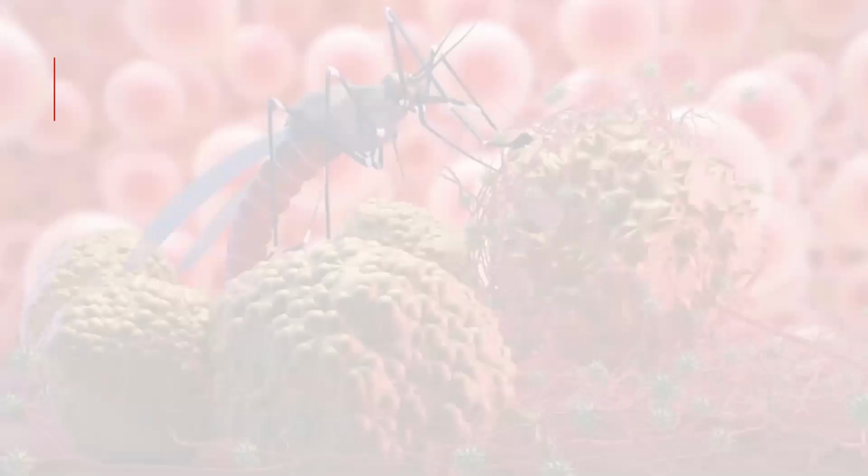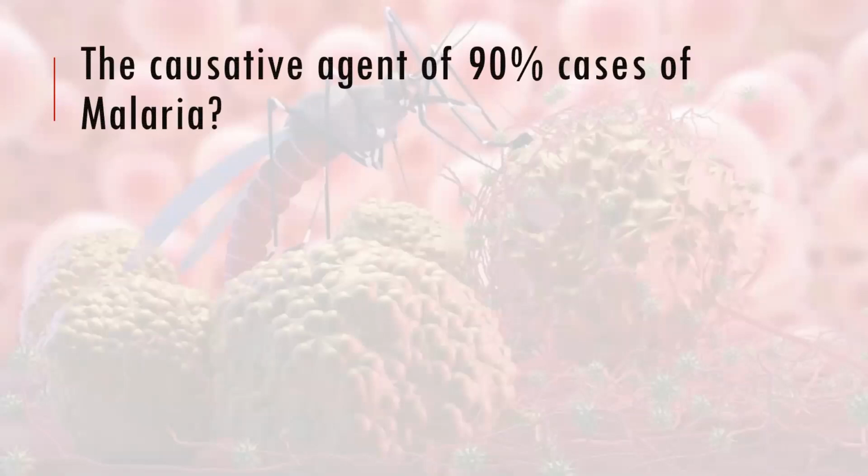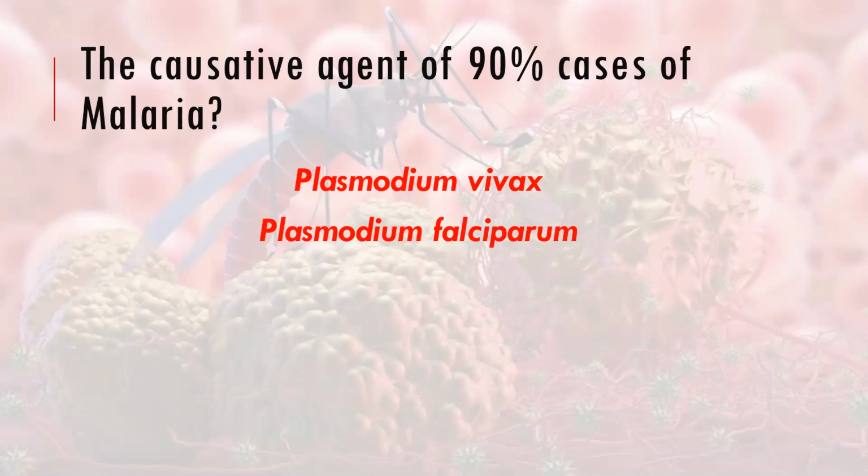Now, the question is, what is the causative agent of 90% of cases of malaria? Take note of this, people of God, that 90% of malaria is caused by Plasmodium vivax, and of course, Plasmodium falciparum. Plasmodium vivax is almost synonymous with Plasmodium ovale. Plasmodium falciparum is known to be the deadliest malaria.